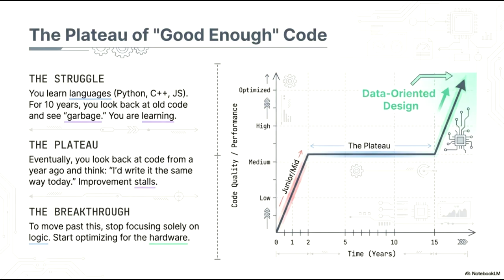Eventually, many developers hit the plateau. Between years 2 and 15, your progress may stall as you reach a medium level of proficiency. You find yourself looking at code from a year ago and concluding that you would write it the same way today. To move past this stage and achieve the breakthrough, it is necessary to stop focusing solely on high-level logic and start optimizing for the hardware. By adopting data-oriented design, you can push past the plateau of mediocrity and achieve truly optimized high-performance code quality.